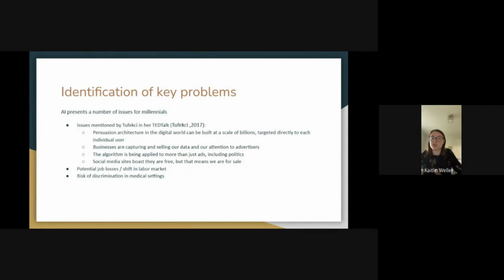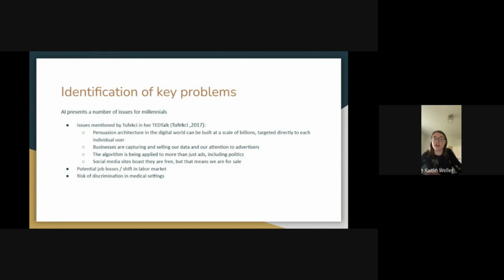First off, persuasion architecture in the digital world can be built at a scale of billions, targeted directly to each individual user. Persuasion architecture in the real world is limited. There's only so many candy bars that can be stocked near the checkout aisle. However, in the digital world, the possibilities are endless.